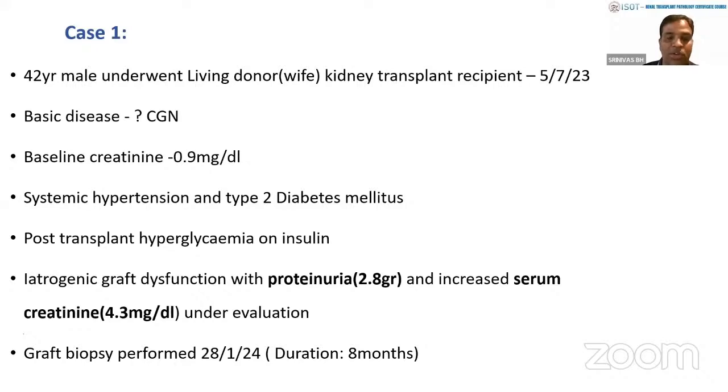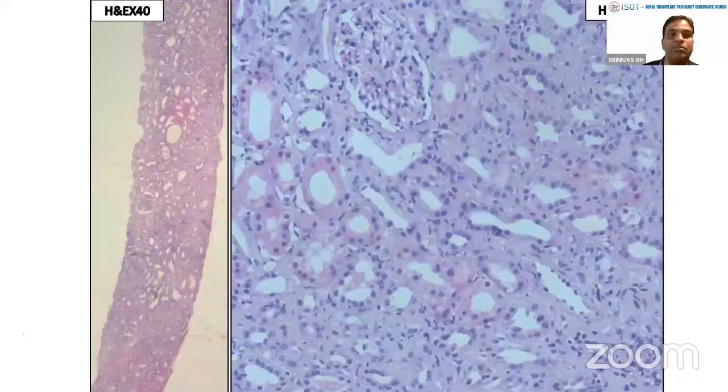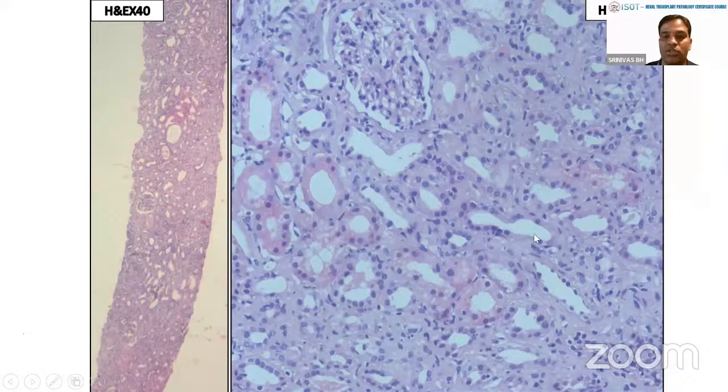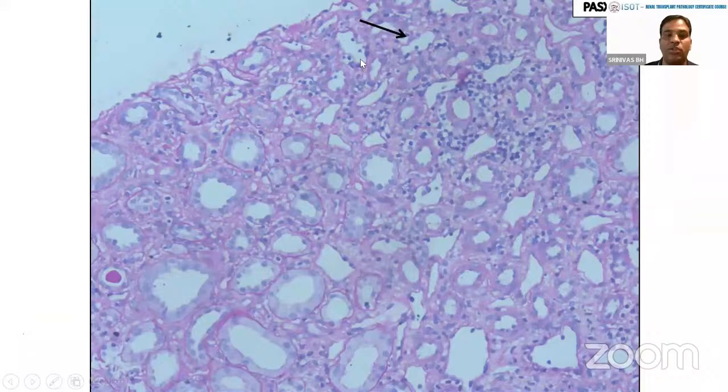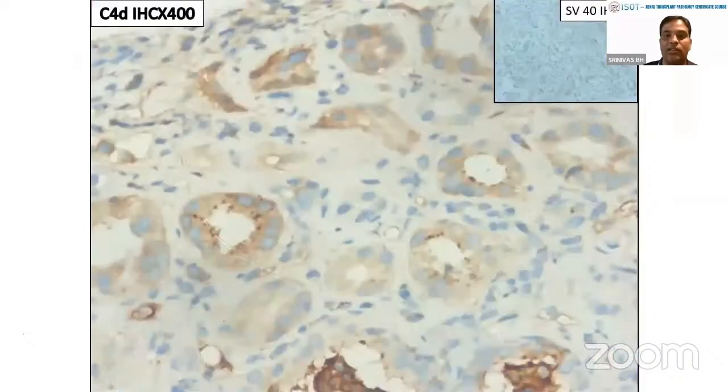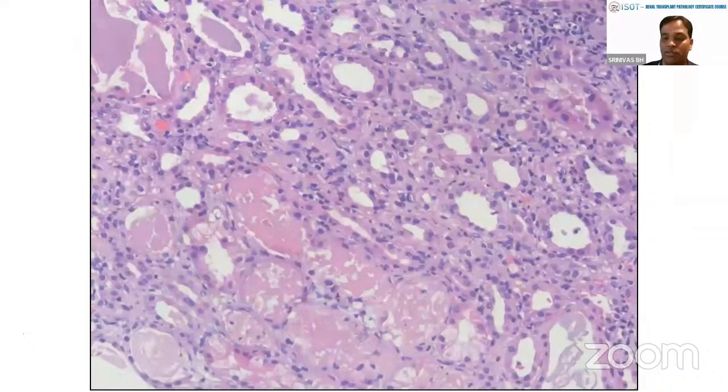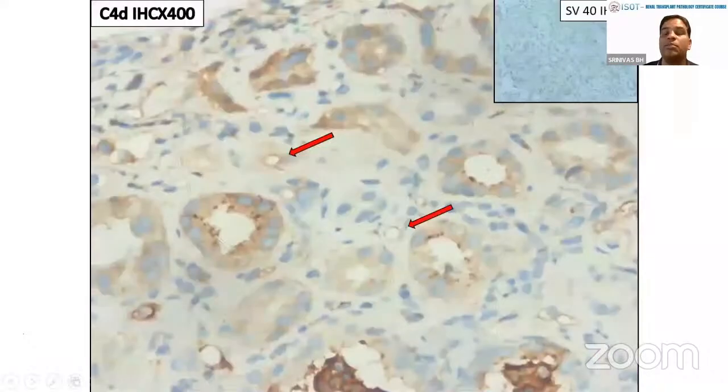The graft biopsy was performed 8 months post-transplant. These are the pathological features. It is a very good biopsy, showing a good number of glomeruli, but no significant glomerular features. The tubules show ATN. On the PAS sections, there are occasional tubules and peritubular capillaries showing lymphocytic infiltration, but it is really non-significant, below 10%. We worked up with C4d as well as viral markers, and both were negative.